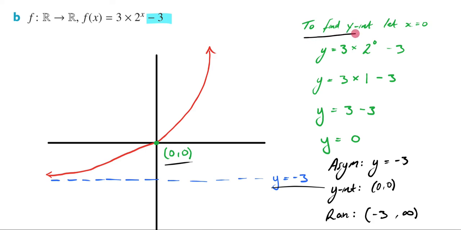You're going to use this technique to find your y-intercept, and don't be like me at the beginning of this video and just guess where it is. Do this before you start drawing anything at all. Perfect. Hopefully this is helpful.